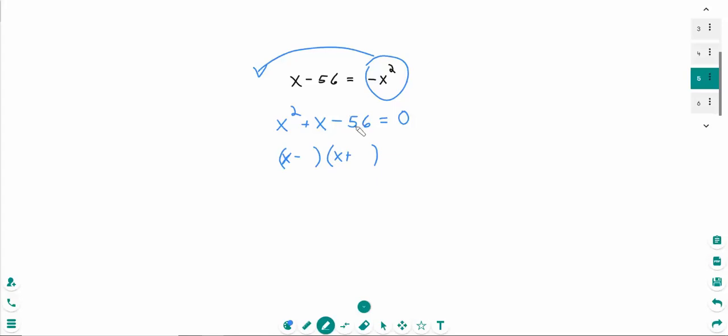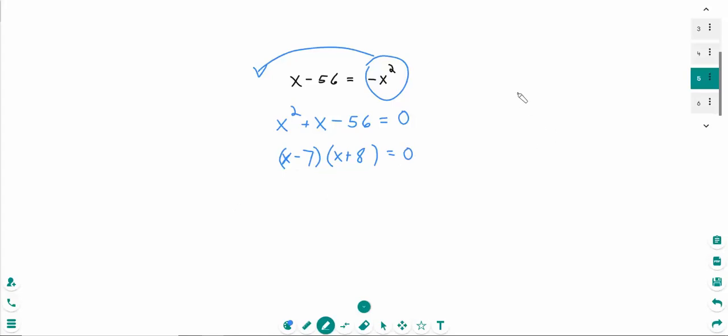And I think we're going to get a 7 and an 8 for the factors on the 56, so that they'll subtract to give us the 1. The positive goes with the larger number, so that would go with the 8. And we have a 7, and then we have the 8 over here. And if you want to do a quick FOIL check in your head, yep, that looks good. So that's going to be equal to 0.